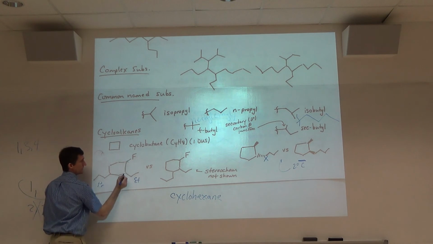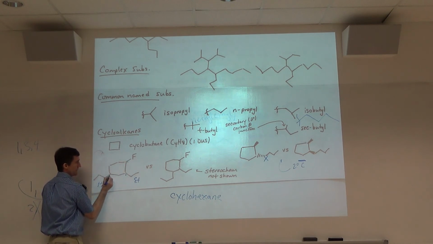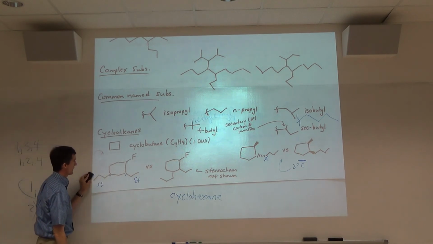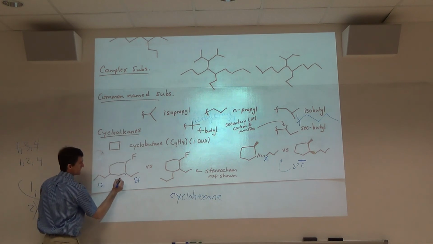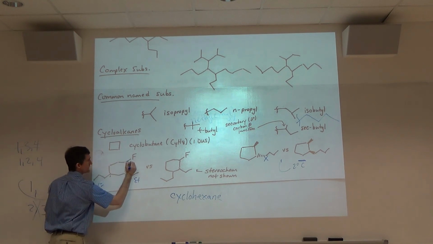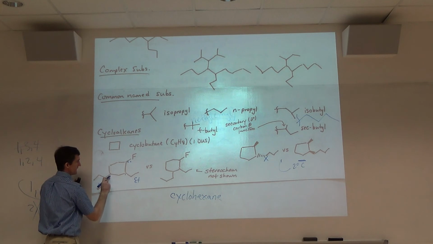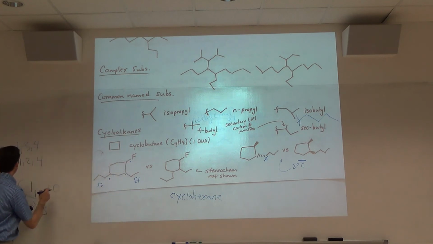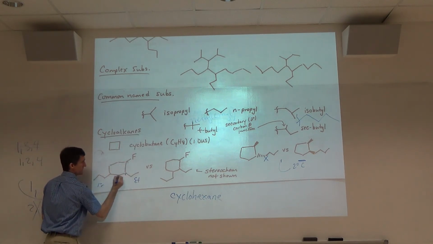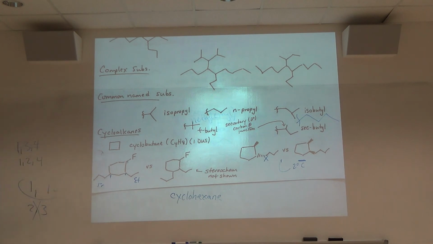If this is 1, that would be 2, and this would be... Okay, that's better. Can we do better than 1, 2, 4? What if this is 1, 3, 6? Or we could say 1, 2, 5. That's better. 1, 2, 5, but that's not better than 1, 2, 4. 1, 2, 4 is the best. And so I'm going to say that that's the 1 position, a number like that, and give subs those numbers.